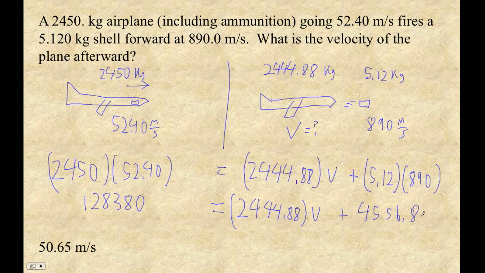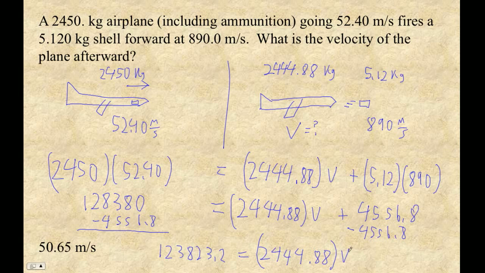So now my next move is to subtract that momentum of the shell from both sides. It's 128,380, subtract out 4,556.8. I'm looking at 123,823.2. It's going to equal 2444.88 times V. And if I do my division through, I get 50.65 meters per second.